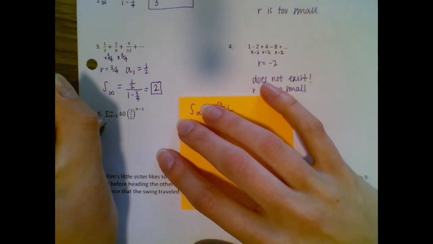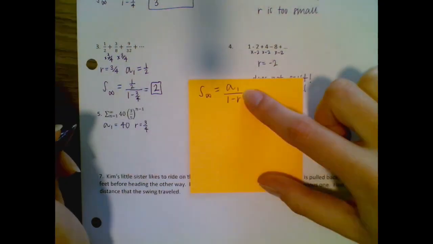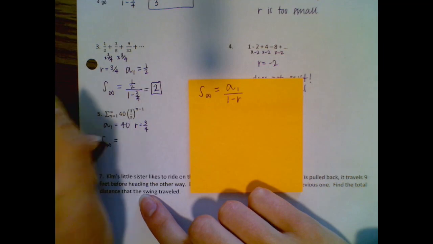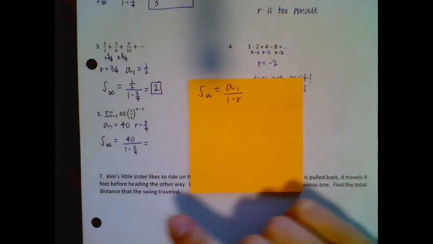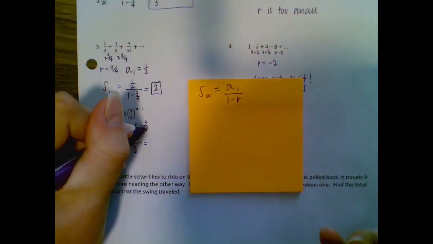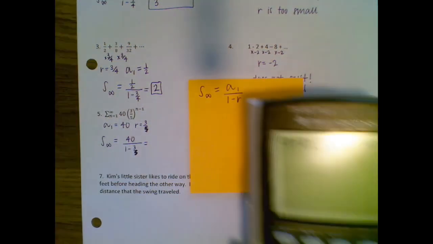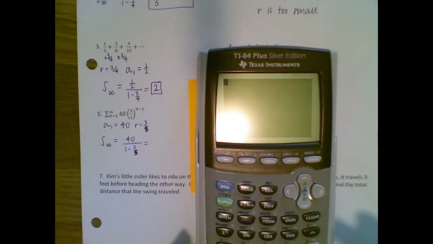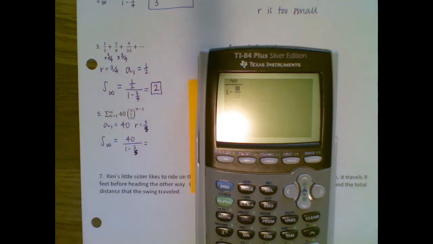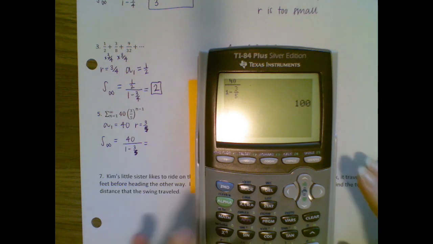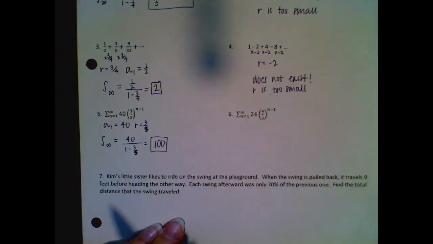I'm going to identify that a sub 1 is 40 and r is 3/5, and plug that into this formula. A sub 1 is 40, r is 3/5. Oh wait, I'm sorry, I said 3/4. Where did I get that from? There we go. Let's type that in now. Use what you need to do for your calculator, whichever one you have. I got 100. If you're not getting these answers and you're having calculator issues, ask your teacher.